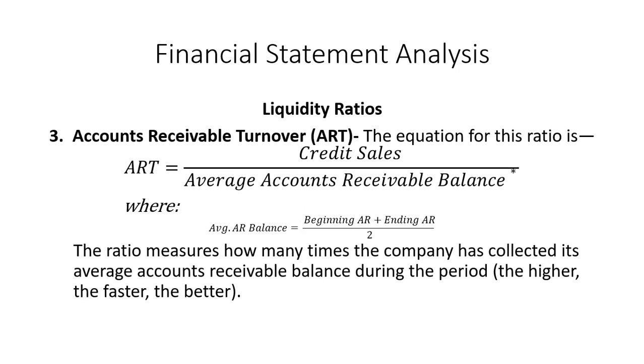The third liquidity ratio is accounts receivable turnover. This ratio measures how fast you collect your accounts receivable, and you want to collect them as fast as possible. So the higher, the faster, the better. Now on top, theoretically, you should have credit sales, but in some quarters it's become common practice to use total sales, and that's divided by your average accounts receivable balance. And I want to emphasize, every time you see the word average in the denominators of these ratios, you're going to take the beginning balance plus the ending balance divided by 2. So we're going to take beginning accounts receivable plus ending accounts receivable divided by 2.